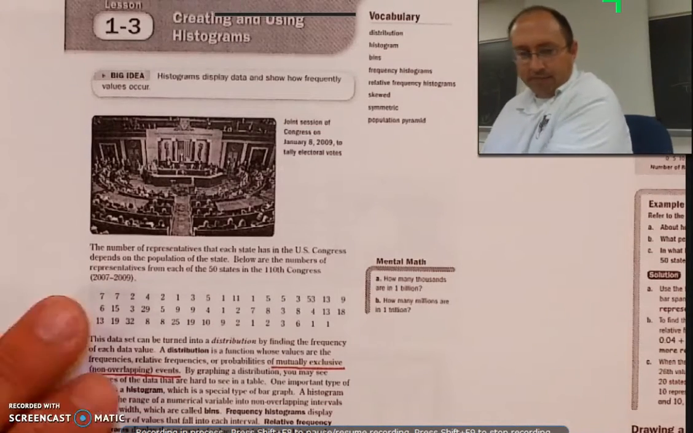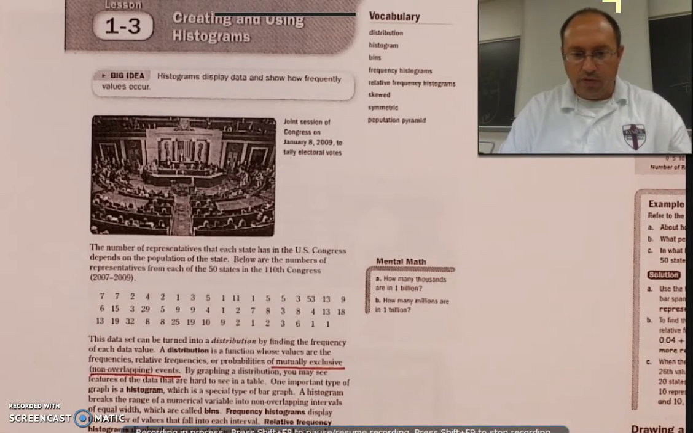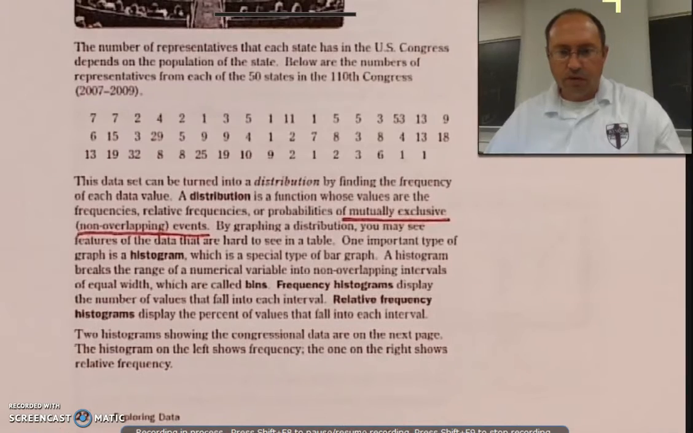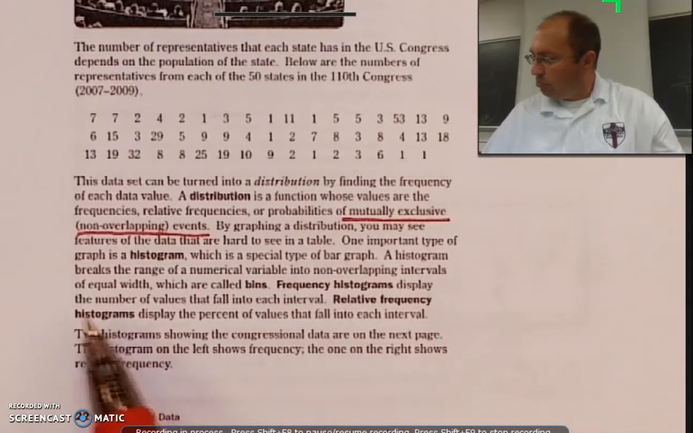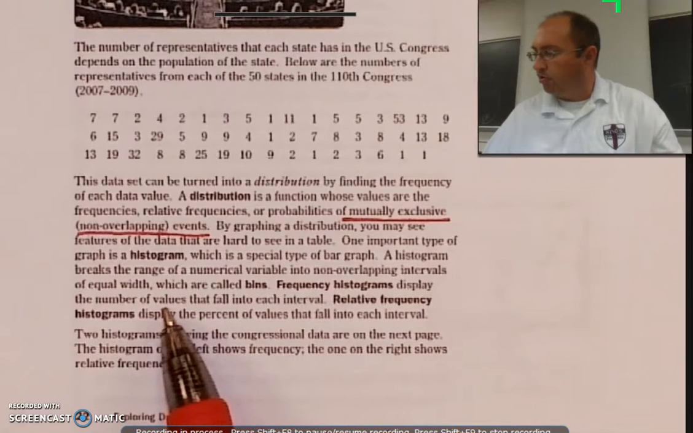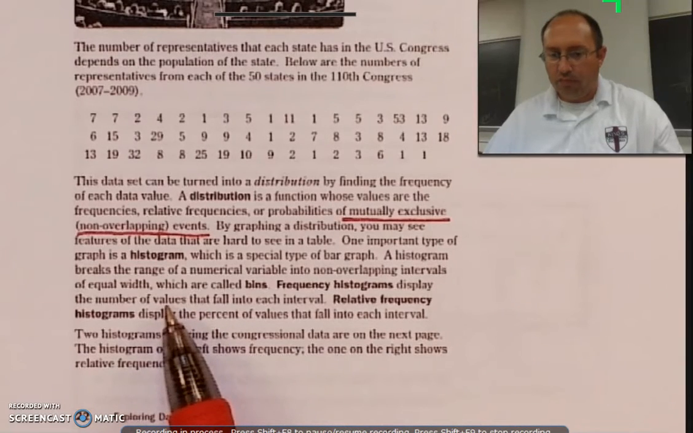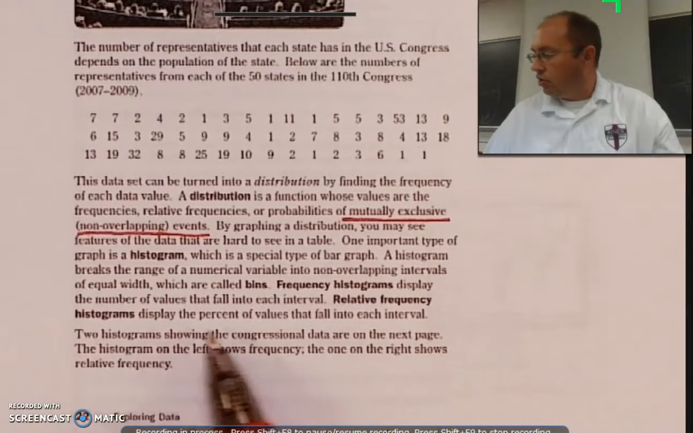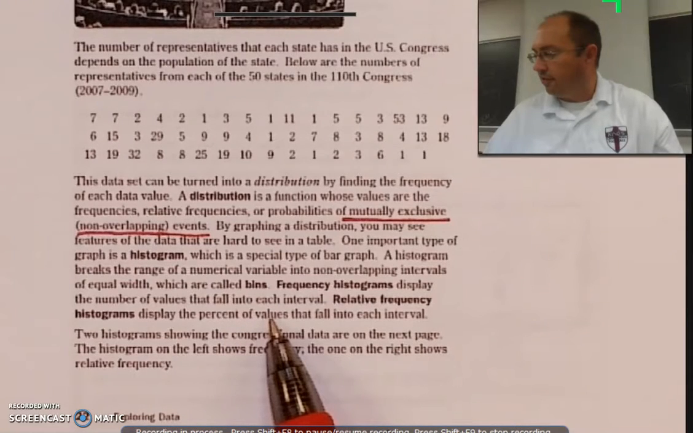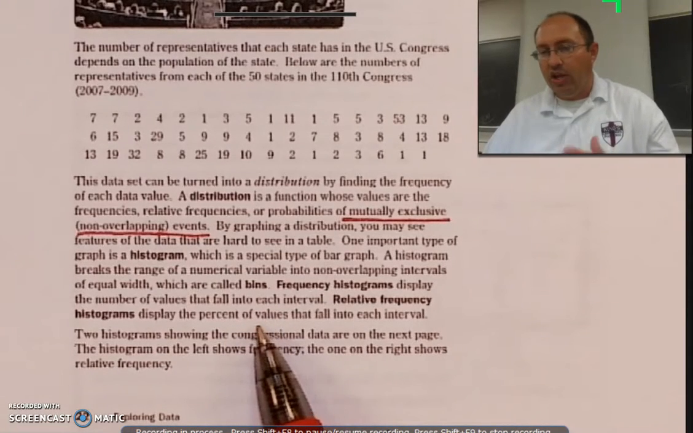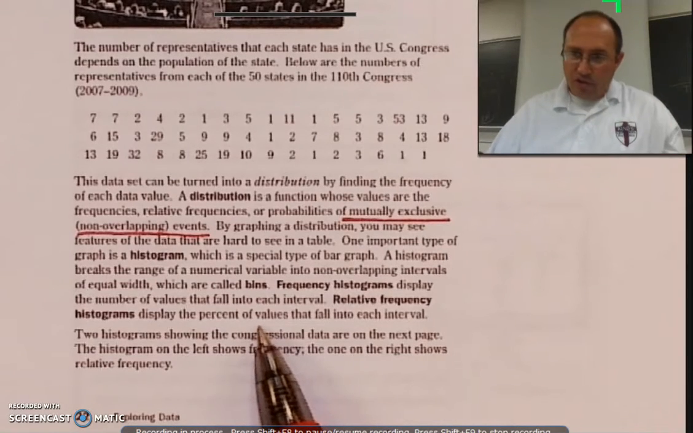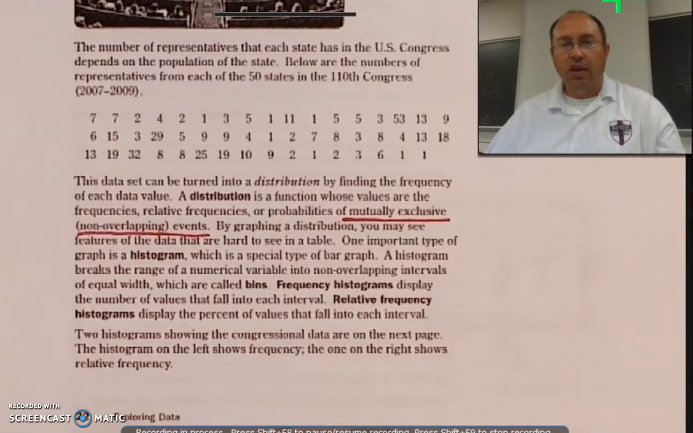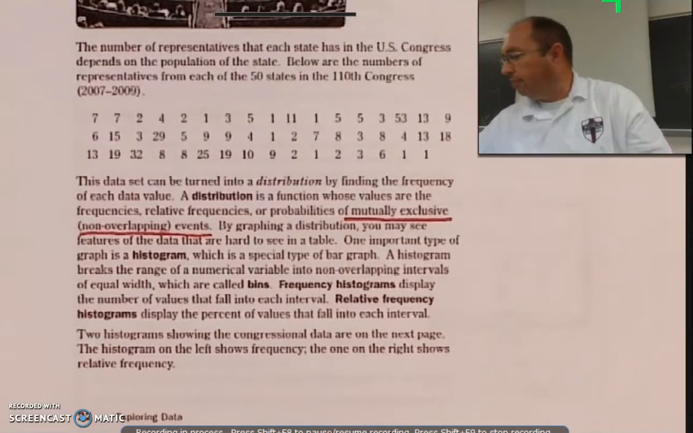Now, a frequency, let's see if I can zoom in a little bit more here. A frequency histogram displays the number of values. Like, let's suppose there are 10 different numbers that fall in a category. And how is that different from a relative frequency? Well, a relative frequency shows percentages. So how do you change the number that fit into a category into percentages? Well, you would just divide by the total number of values in that particular table.